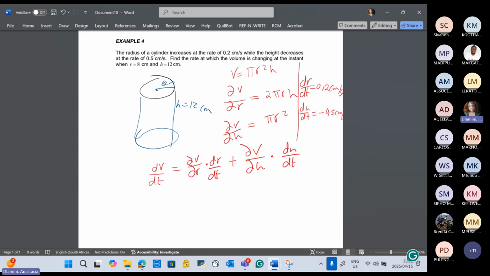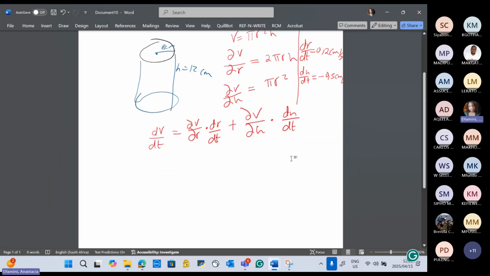Ladies, are you okay with how we are finding these, centimeters squared instead? Or are you just like me? No, I agree, centimeter cubed per second. Okay. If you are okay, then I'm okay.